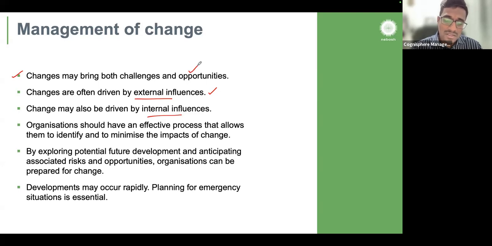Okay, so when you're changing from diesel to electrical, there is an opportunity where you could save operational cost from diesel to electricity, and it is also providing an opportunity where you can meet the regulatory requirements of reducing the carbon emissions from diesel vehicles. So developments may occur rapidly. Planning for emergency situations is essential.